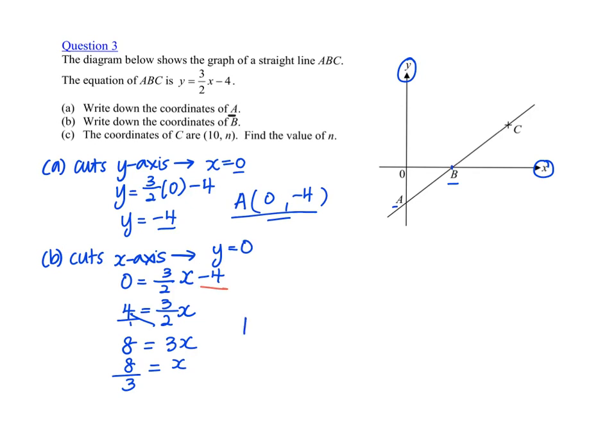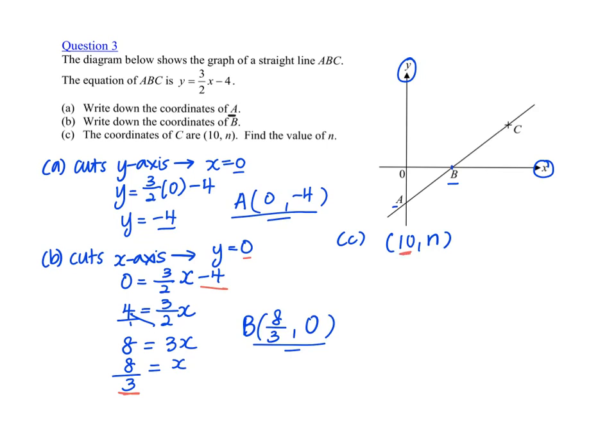So in this case, I want coordinates of the point B. I know the x coordinate is the number 8 over 3. And the y coordinate is the number 0. So this is the coordinates of the point B. Have you gotten the answer? Now part C. Part C says the coordinates of C are 10, n. Find the value n. What does this mean?